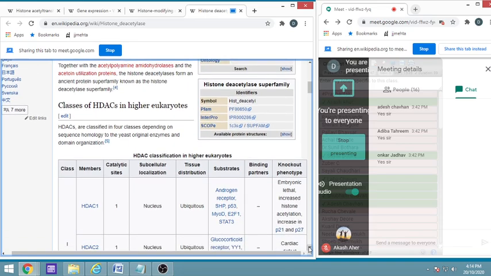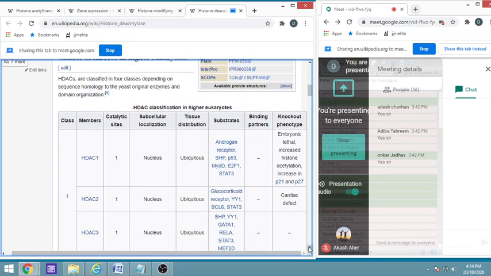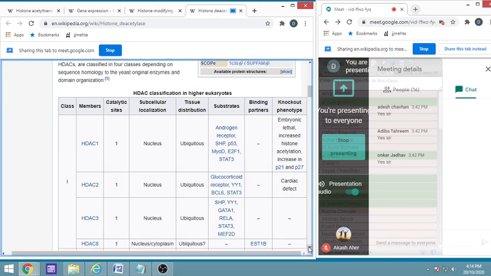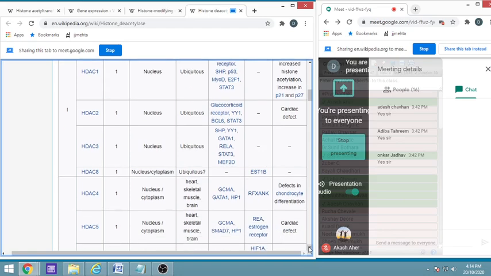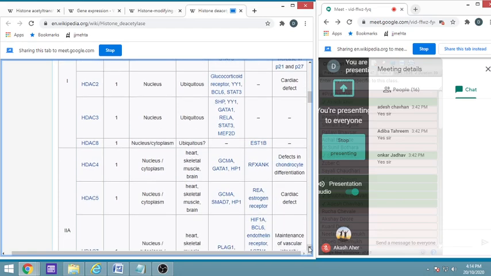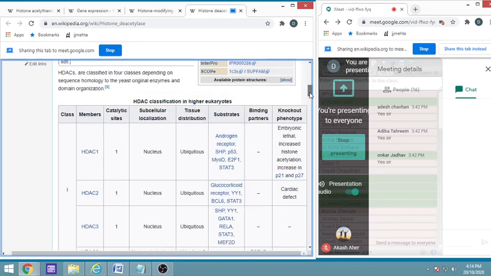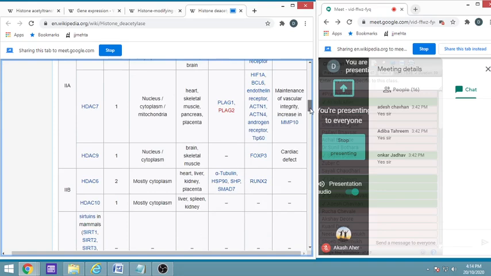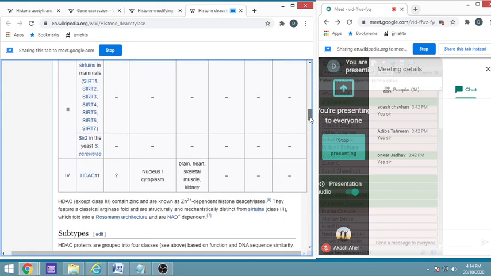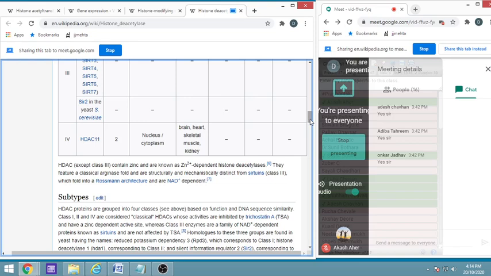So you can see what the substrates are: HDAC1, HDAC2, HDAC3, HDAC8, HDAC4, 5. This is 1 up to 8. There is a class 1 family. Then the second one is class 2A. Then there is class 2B. There is a class 3 and class 4.